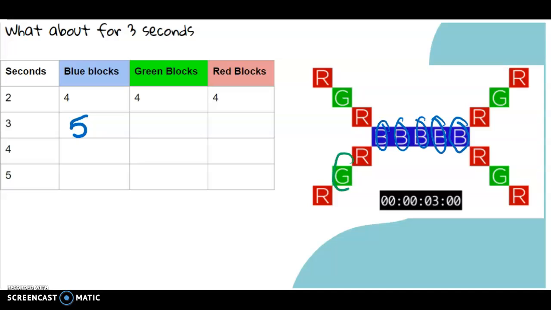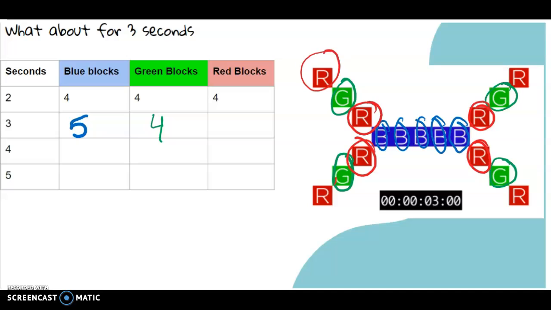And for my green, I still have 1, 2, 3, 4 green blocks. But for red, look, here's my original 4: 1, 2, 3, 4. I gained another 4 blocks. So now I have a total of 8 blocks of red. So now I have 5, 4, and 8.